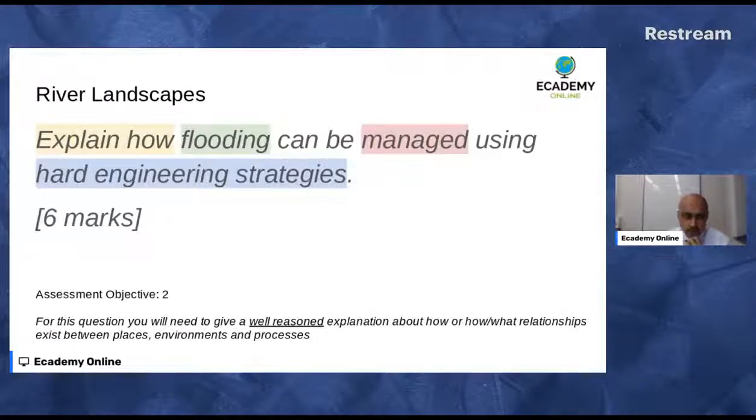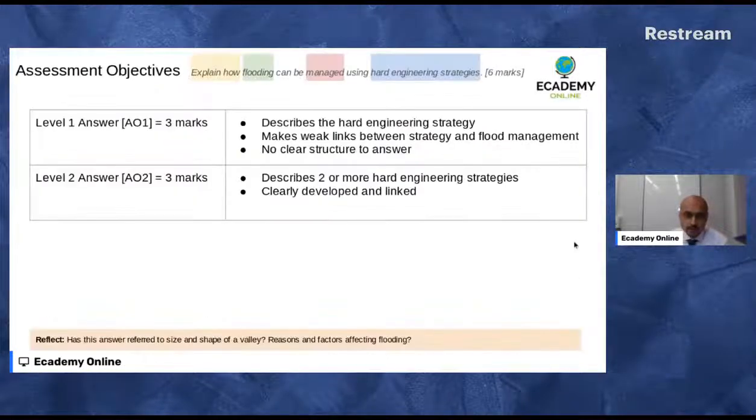So these are the key words that I'd highlight in the question before answering the question. Explain how, so automatically we should be thinking assessment objective 2. Flooding, we should be thinking of some case studies that we may have studied, and we'll just be annotating them on top of the question. Managed, so what kind of measures do they put in place? And hard engineering strategies. So when you look at manage, you might think soft and hard engineering, but because the exam question is asking specifically hard engineering, you need to make sure that you apply those specific ones. So obviously, if you start talking about soft engineering strategies, you're not going to get many marks.